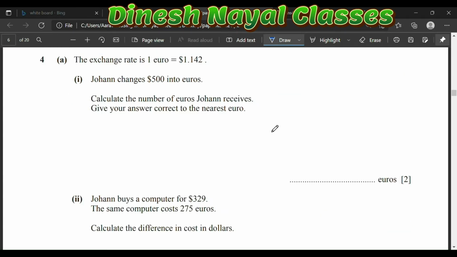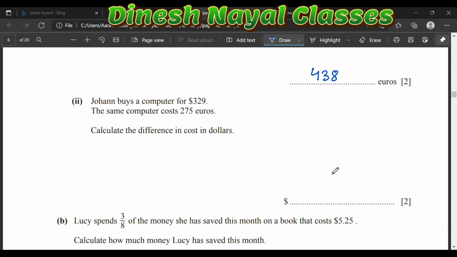Question 4. The exchange rate is €1 is $1.142. John changes $500 into euro. Calculate the number of euros John receives. Give your answer correct to the nearest euro. Now, to convert $500 to euro, since the rate is given, what we will do is 500 divided by 1.142. So that will give you 438 euros. So this is 438.